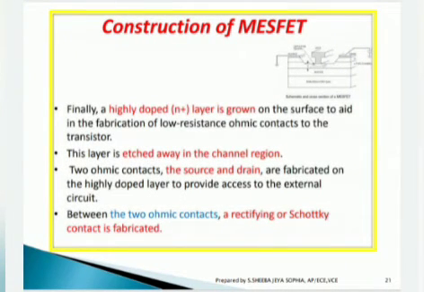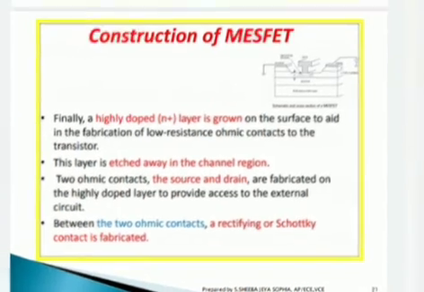Finally, a highly doped layer, that is, an N+ layer, is grown on the surface to aid in the fabrication of a low resistance ohmic contact to the transistor, and this layer is etched away in the channel region. Two ohmic contacts, the source and the drain, are fabricated on the highly doped layer to provide access to the external circuit. Between the two ohmic contacts, a rectifying or Schottky contact is fabricated.